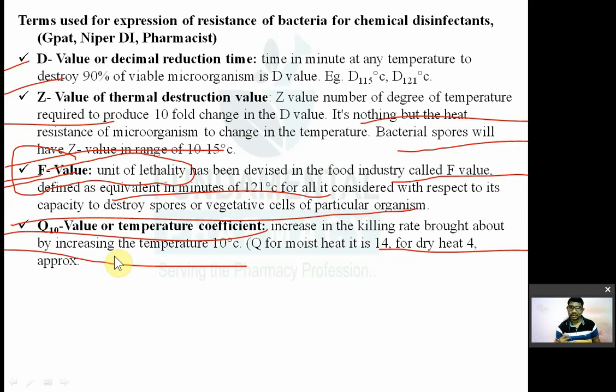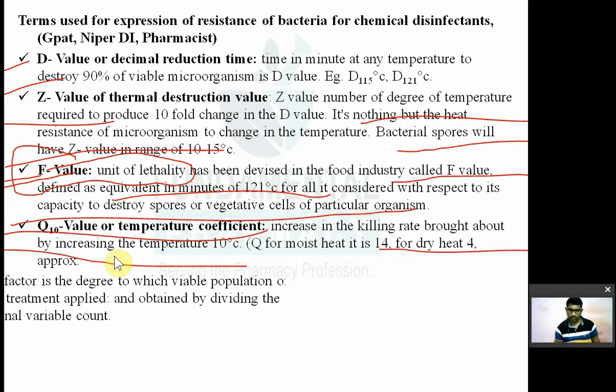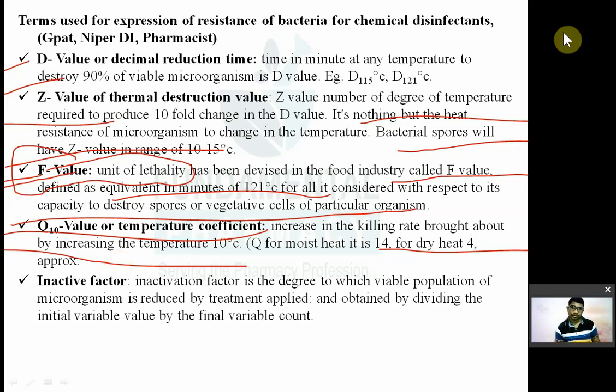So Q10 value or temperature coefficient, that is the increase in the killing rate or increase in the destruction rate brought about by increasing the temperature by 10 degrees Celsius. Q10 value for moist sterilization is around 14 and for dry heat it is around 4 only. Now inactivation factor, another term is there. Inactivation factor. ये term सबको कोई नहीं, इसके ऊपर एक क्वेश्चन आता है. कौन सी भी क्लास में जाकर देखो.